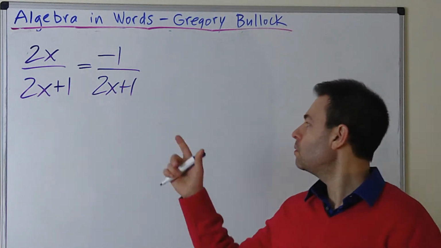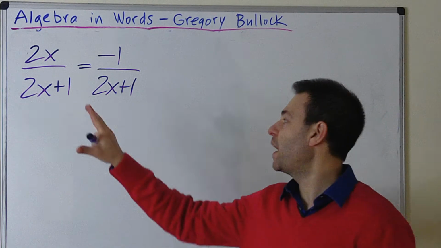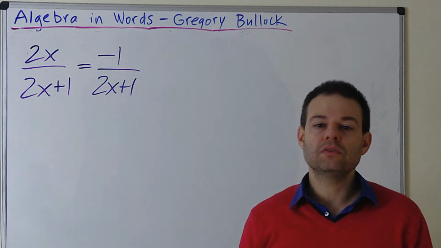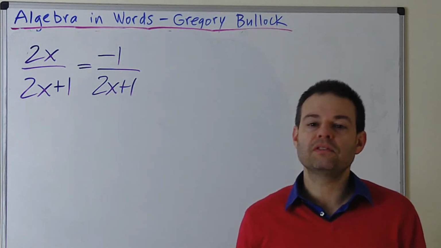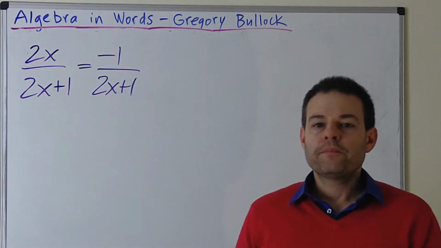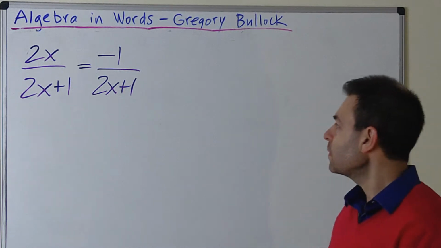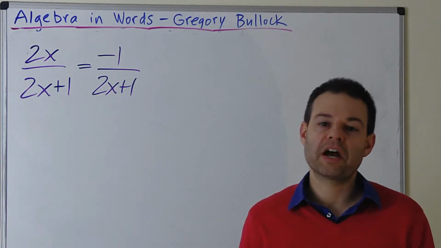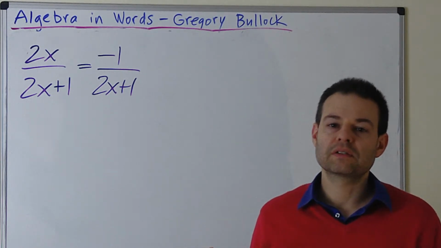Now, when there's one fraction on the left and one fraction on the right, that's kind of good because the method that you can use to solve is going to be faster than the method if there were more than two fractions. And in that case, that means we're going to cross multiply. So without further ado, let's get started.